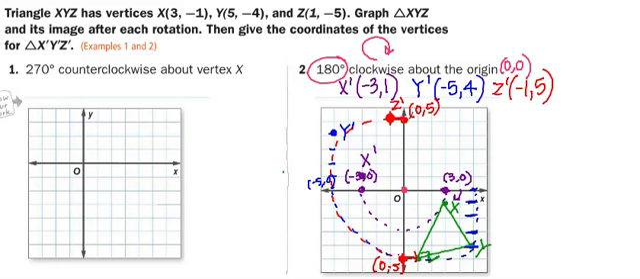We can connect all of those vertices with line segments to create our new triangle, and we already have our points labeled.